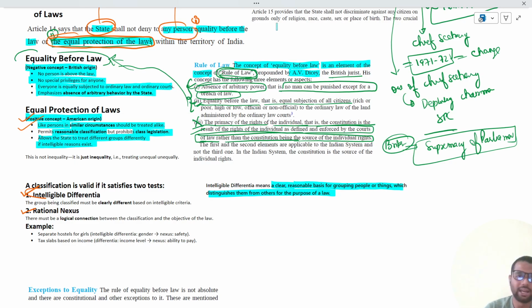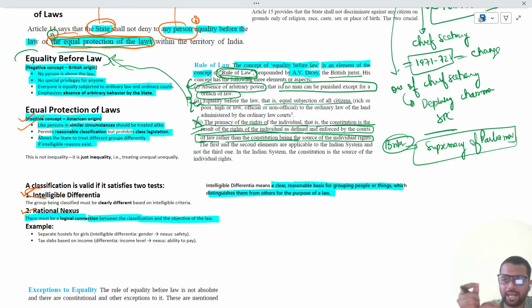The second is the rational nexus. That is, there must be a logical connection between the classification and the objective of the law. So, for example, I have given you the example: there is a reservation criteria, there is a tax rate based on income, then we have separate laws for women, and separate laws for children, for adults, for adolescents.